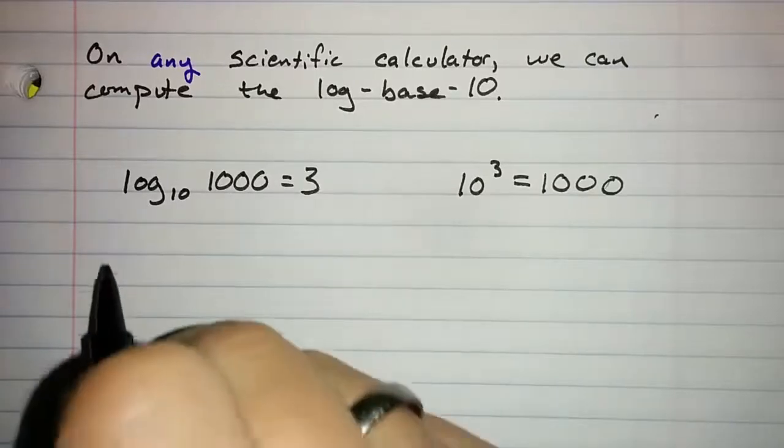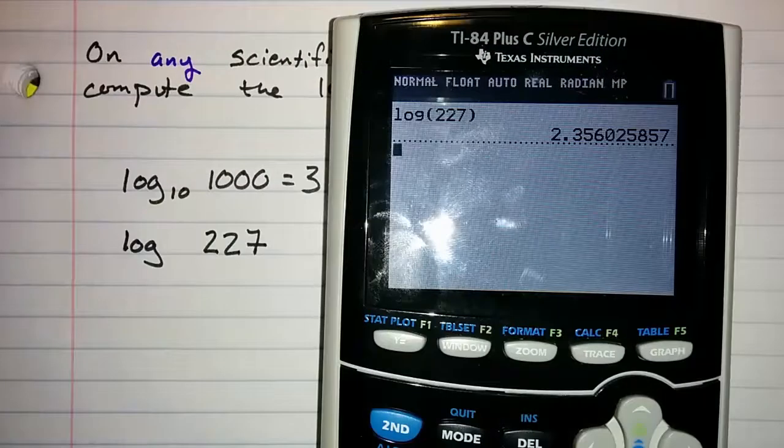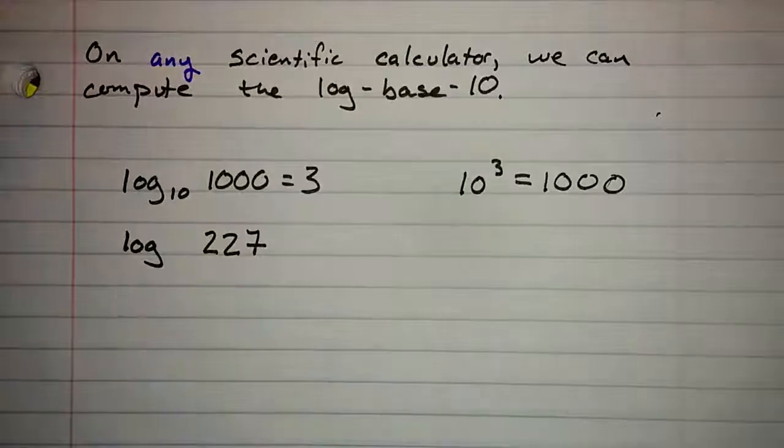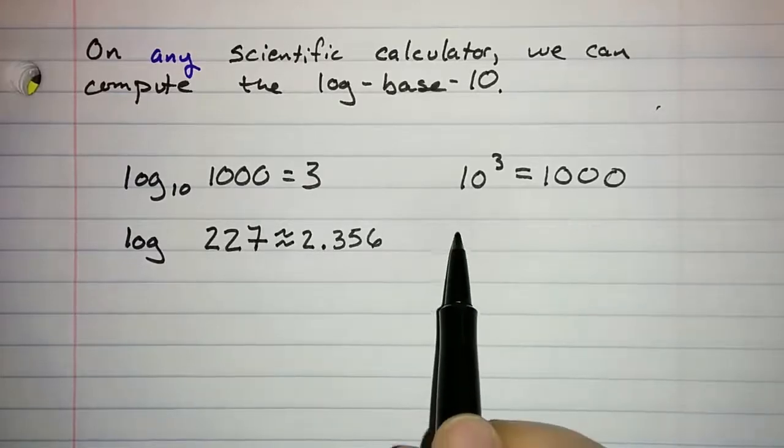But we can also take the log base 10 of a number like 227, which is some horrible decimal. That's to be expected, right? I'm going to round it to 3 decimal places because that looks nice. Did we expect this to be a nice number? Well, no. 227 isn't any nice power of 10.